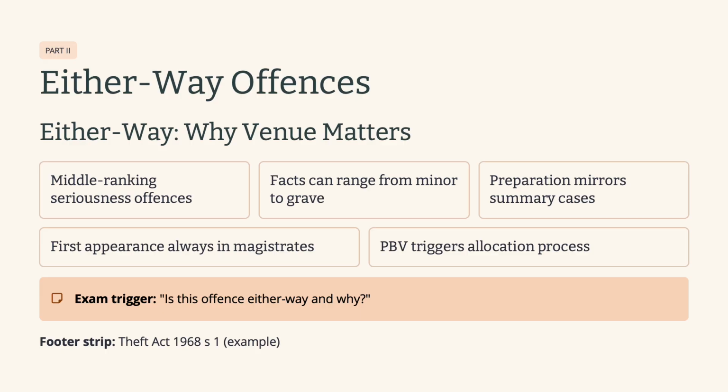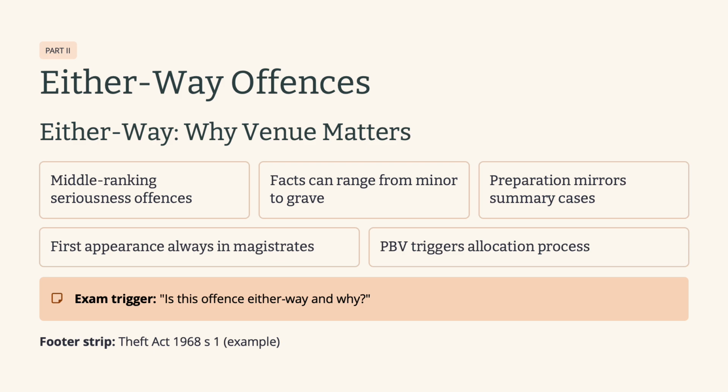Third, preparation for either way offences mirrors summary cases up to a point. You take instructions, obtain evidence, and prepare your defense case theory, so the disclosure regime is similar initially. Fourth, the first appearance is always in the magistrates' court, even though the case might ultimately be tried in Crown Court. This initial hearing determines what happens next. Fifth, the plea before venue procedure triggers the allocation process. This is where either way offences diverge from summary only offences procedurally.